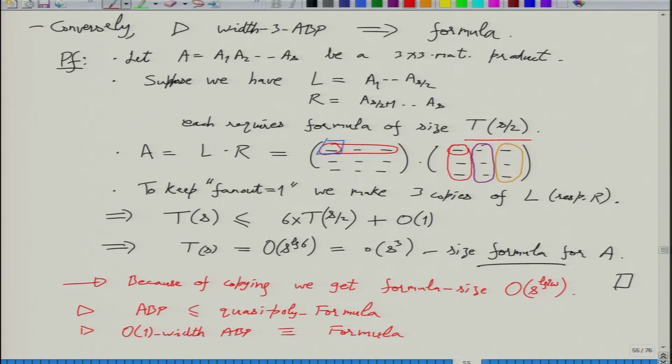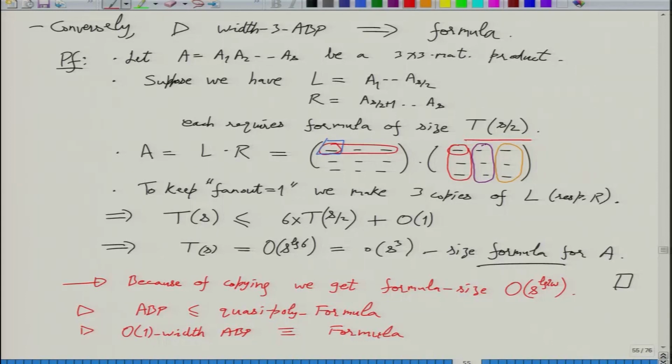So this is an interesting fact because this ABP model and formula model were defined in a very different way. In fact, they had no relationship whatsoever. In ABP, inherently you are reusing computation a lot, and in every level actually the fan out is equal to width, and then the length can be arbitrary. So the reuse is happening in an arbitrary way, but still you can get a formula out of this.